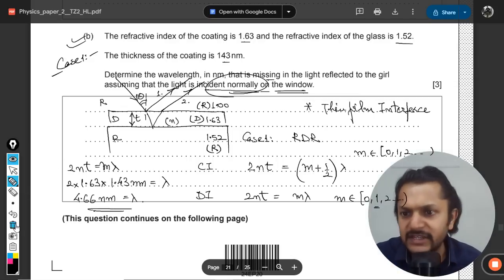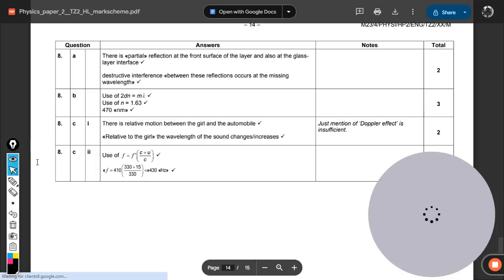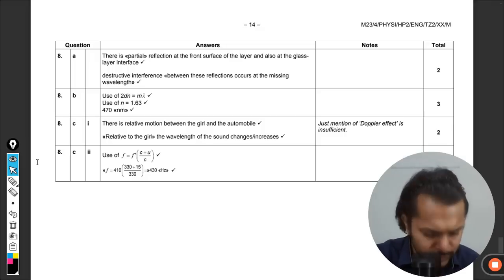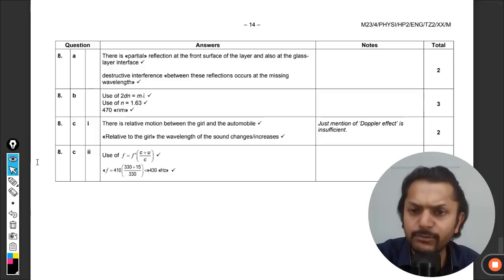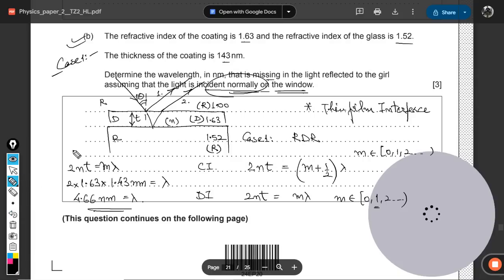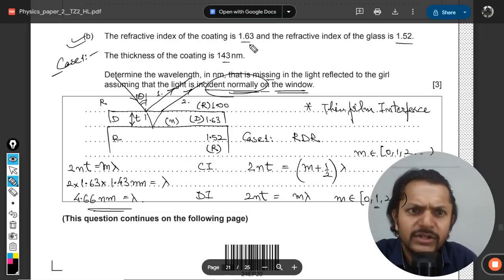Okay, let me see what is the answer given. 4.66 nanometers. The answer is 470. I think there is some problem with the zeros, probably. The answer is in nanometers. Just a moment. Let us verify. There must be some error. Some calculation mistake is going on. T is given as the thickness of the coating is this. Refractive index is 1.63.